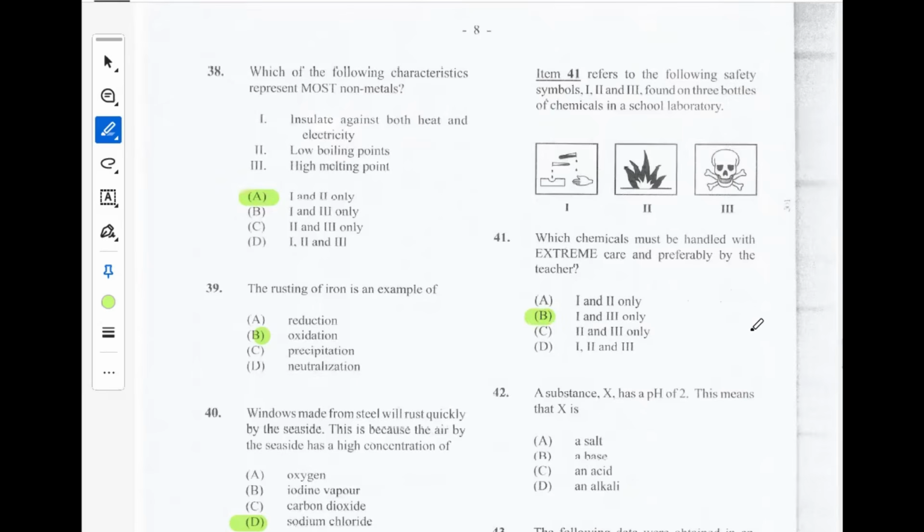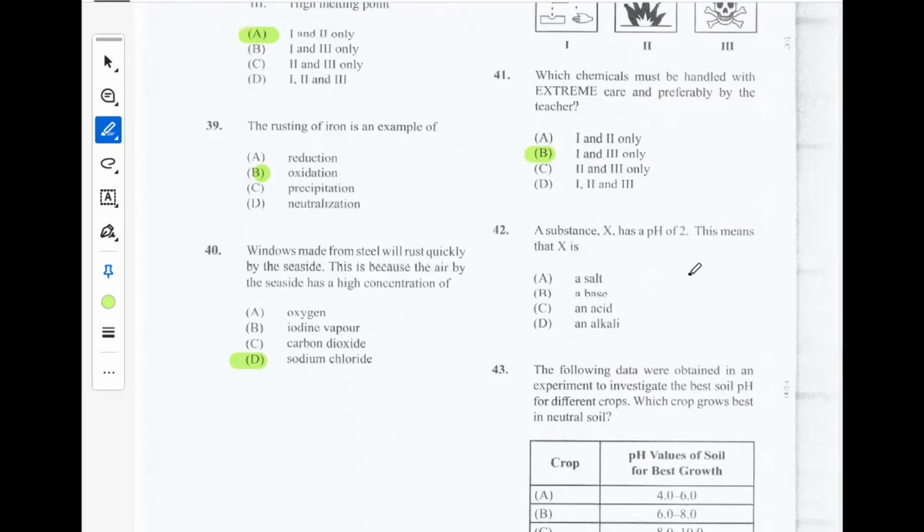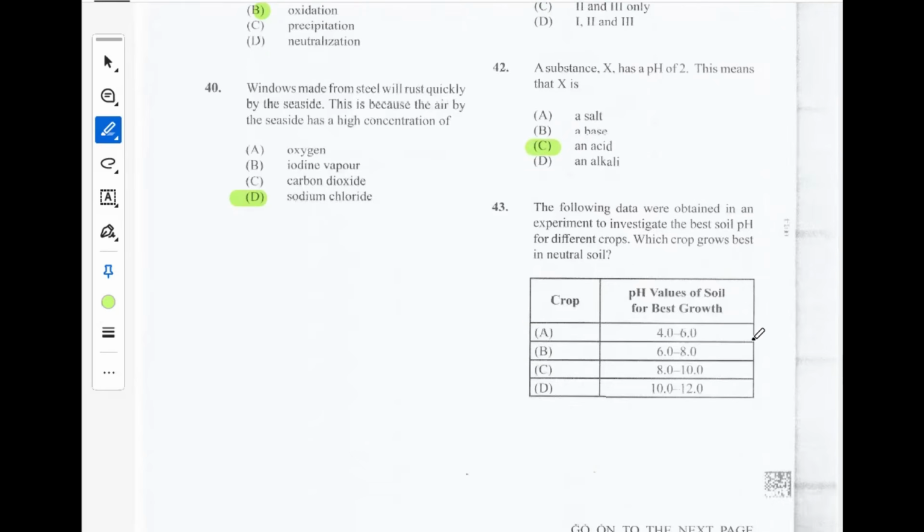That is B. The substance X has a pH of 2, so it's a pretty low pH, which means it's acidic. And the answer is C. It's an acid. The following data were obtained in the experiment to investigate the best soil pH for different crops. Which crop grows best in neutral soil? So on the pH scale, 7 is neutral, so we want pH values around 7. Yeah, B.